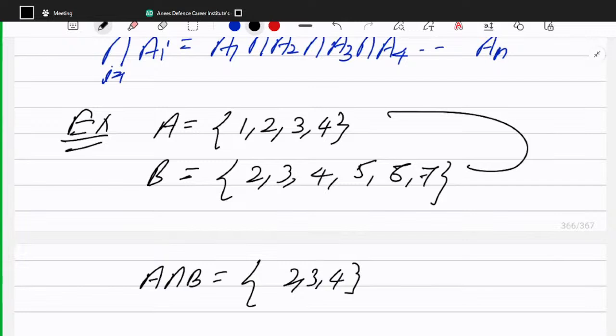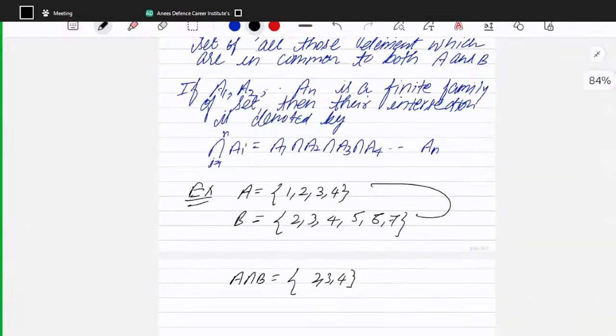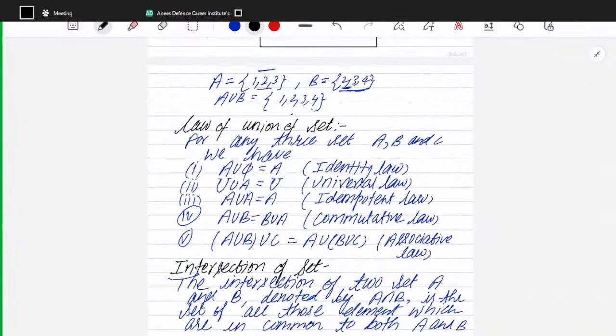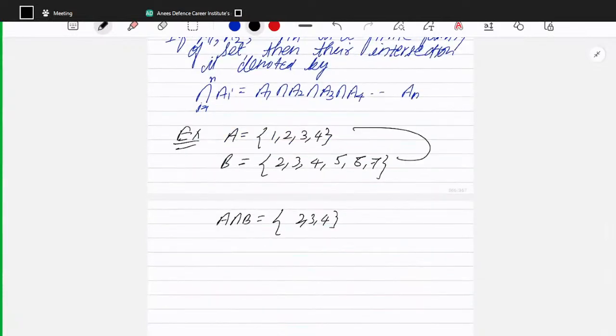Any doubt? All of you? Those who have any doubt, just tell me. Na? Intersection of two sets. You will take common.